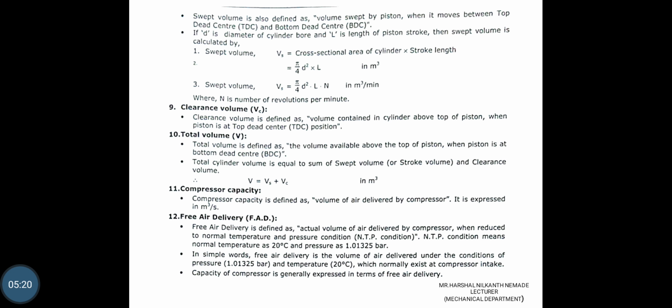Ninth one is clearance volume. Clearance volume is defined as the volume contained in the cylinder above the top of the piston when the piston is at top dead center position.